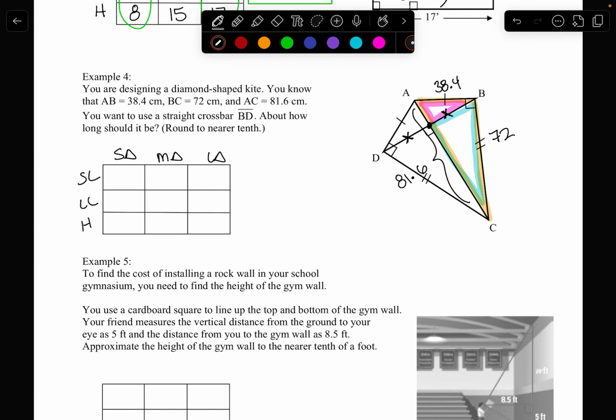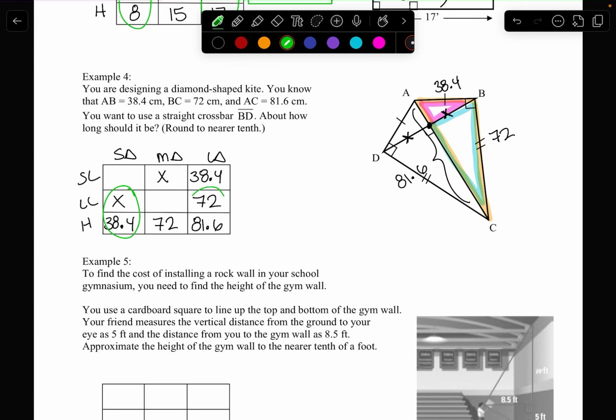Looking at my small triangle, that pink one, I don't have the short leg, but I do have the long leg, and I do have the hypotenuse. In the medium triangle, it looks like I have the short leg. I do not have the long leg, but I do have the hypotenuse. And then in my large triangle, I've got 38.4 as the short leg, 72 is the long leg, and then the hypotenuse is 81.6.